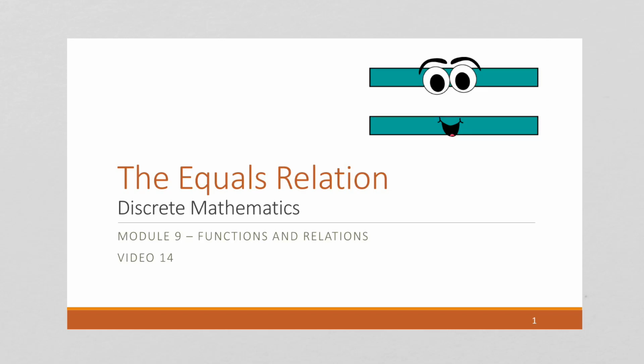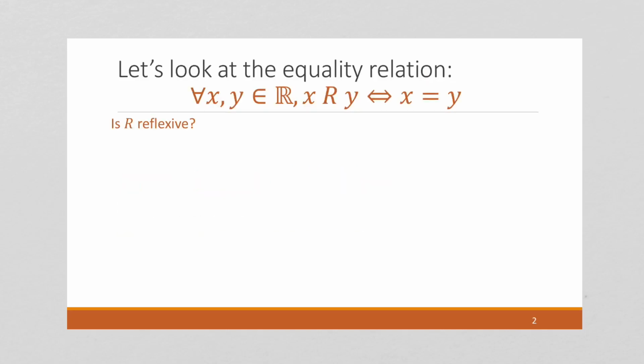So now we're going to take a look at the equals relation. We've all used the equals relation a million times. Let's see if it has the properties of reflexivity, symmetry, and/or transitivity.